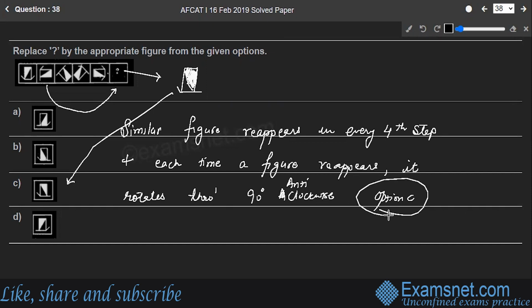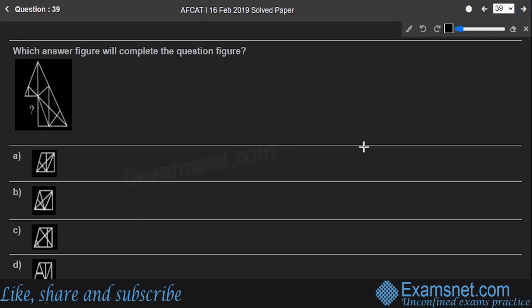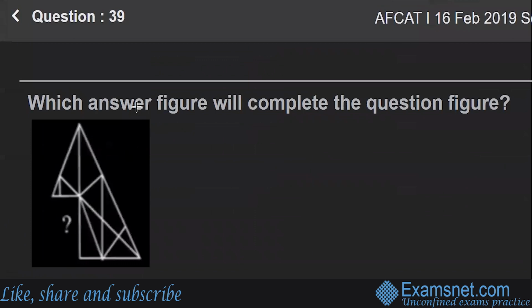Hope you're clear. Let's move to question number 39. Which answer figure will complete the figure? Let's again zoom to complete it. So first of all, let's complete the triangle. Here I have completed the triangle. Then draw this line, right? And then you have to complete this line. And then this line. I think the figure is complete now, right?